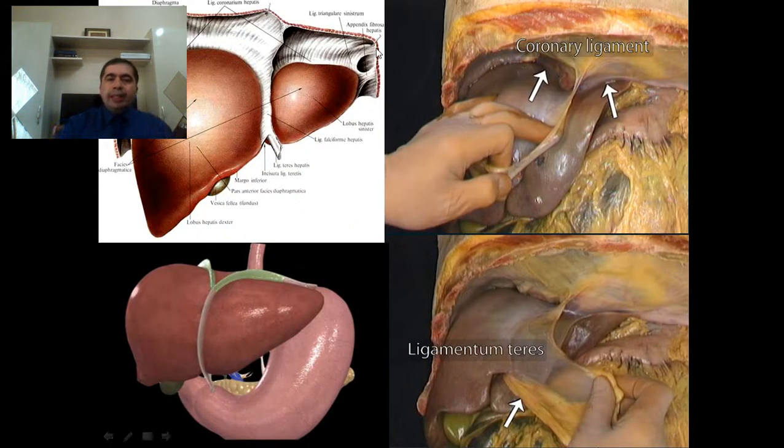You are looking at the ligaments of the liver. This is the falciform ligament, and at the posterior border it passes to the coronary ligament.